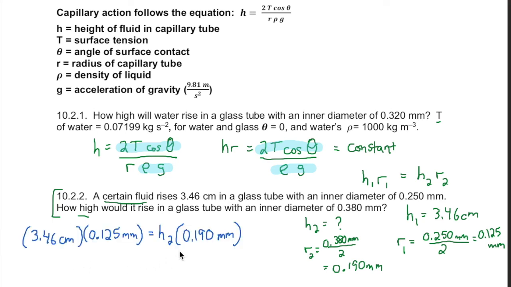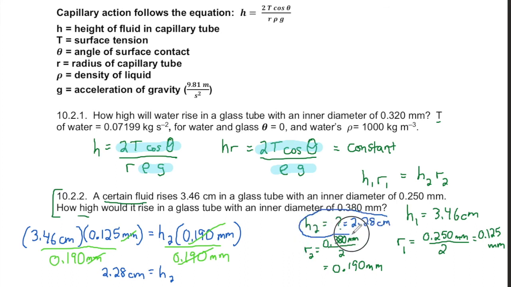So now we have a setup that's very similar to Boyle's law or something like that, where we have one set of conditions and the second set of conditions. And then we can just divide both sides of the equation by the 0.190 millimeters. And then the millimeters will cancel on this side. And H2 would be 2.28 centimeters. And this makes sense because the second tube is a little bit wider, and so the height of the column of fluid is not going to be as high.